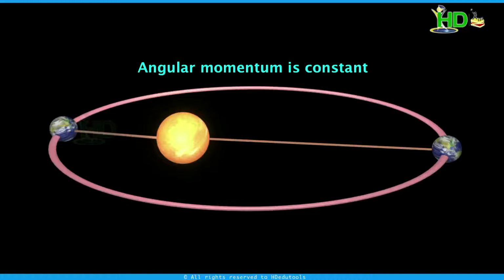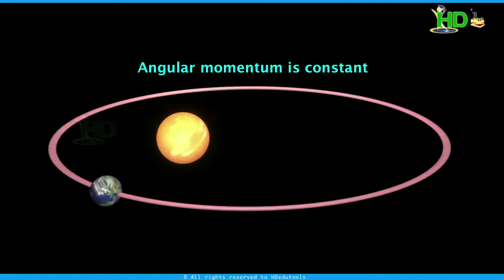Consider the system of Sun and planet. Due to which force is the planet moving around the Sun? Yes, due to the gravitational force between planet and Sun. It is a mutual interaction between Sun and planet. Are there any external forces acting on the system? No. Is any external torque acting on the system? No. Since there is no external torque acting on the system, the angular momentum of the system remains constant. Already we know that if external torque is 0, the angular momentum remains constant.